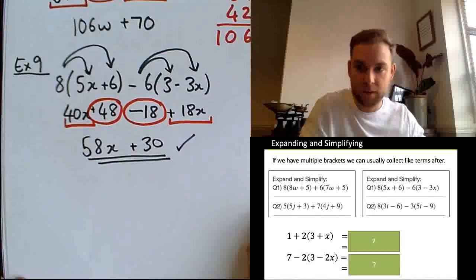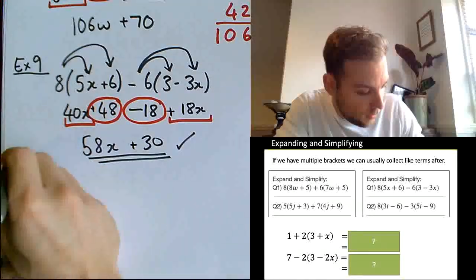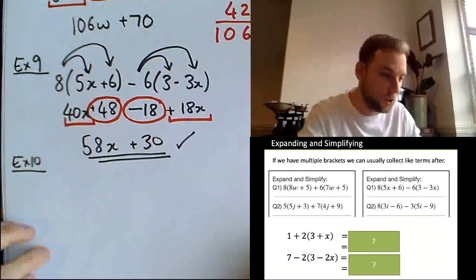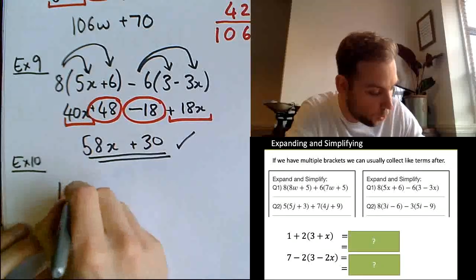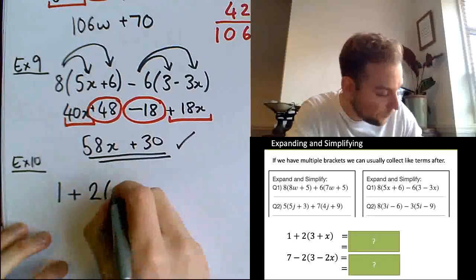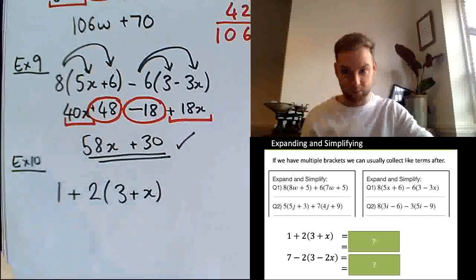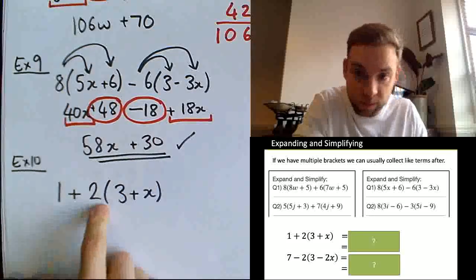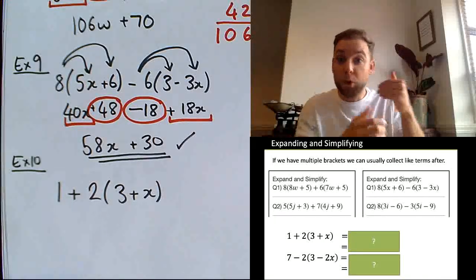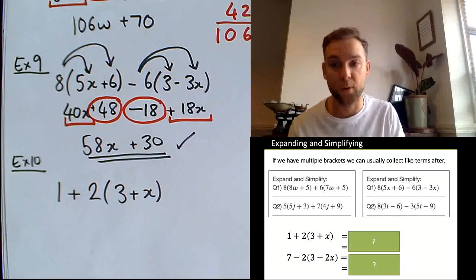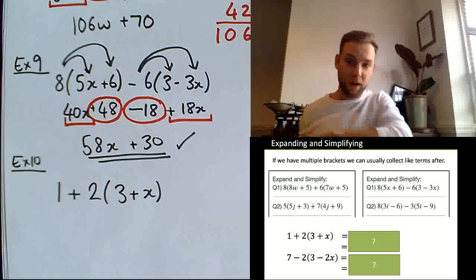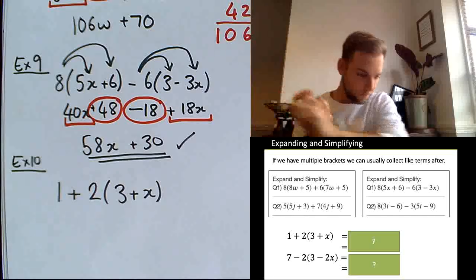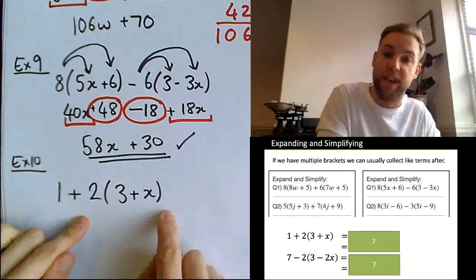So here we've got example 10. I'm just going to do 2 more examples and then we'll give you the opportunity to have a go at some of these. So here I've got 1 plus 2 lots of 3 plus x. Now, the common mistake with this is people go 1 plus 2 is 3, then expand the bracket. But you can't do that because of the order of operations. So remember, way back when, you've got to do the multiplication first and then do the addition. So in this case, the multiplication is the 2 lots of this, okay?